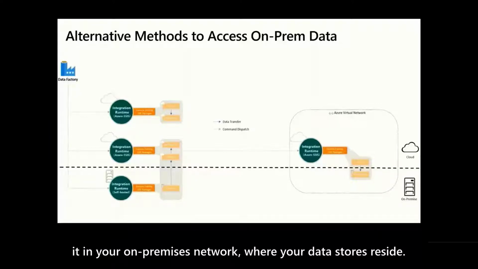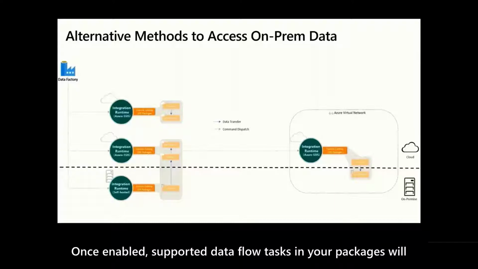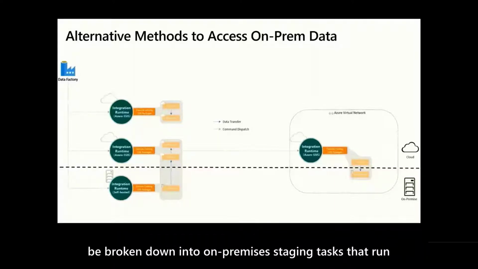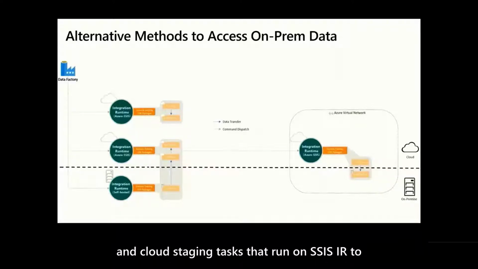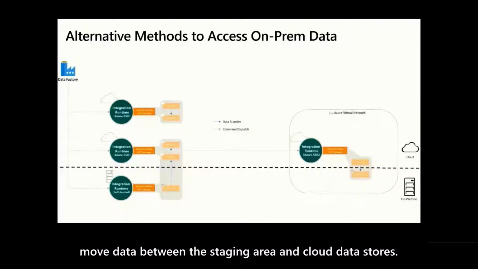With self-hosted IR as a proxy, you can install it in your on-premises network where your data stores reside. Once enabled, supported data flow tasks in your packages will be broken down into on-premises staging tasks that run on self-hosted IR to move data between on-premises data stores and Azure Blob Storage Container as a staging area, and cloud staging tasks that run on SSIS IR to move data between the staging area and cloud data stores.